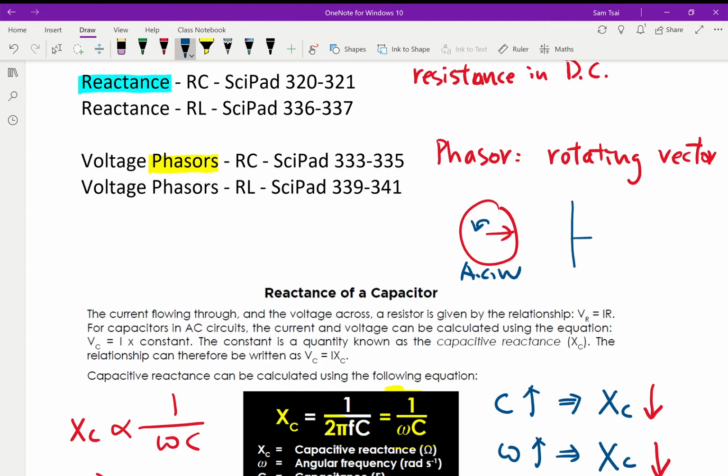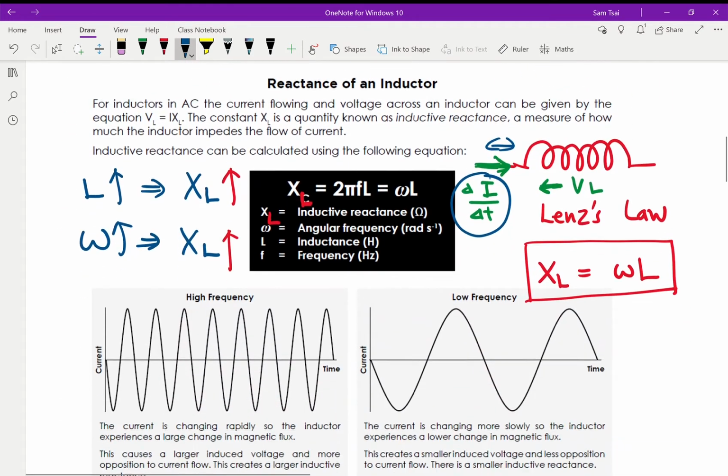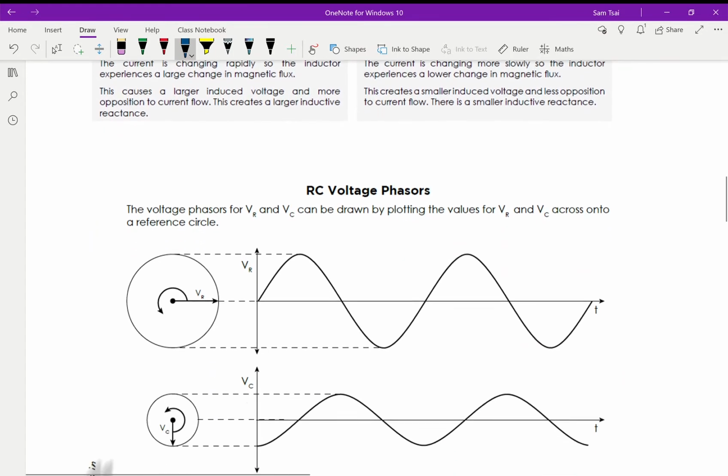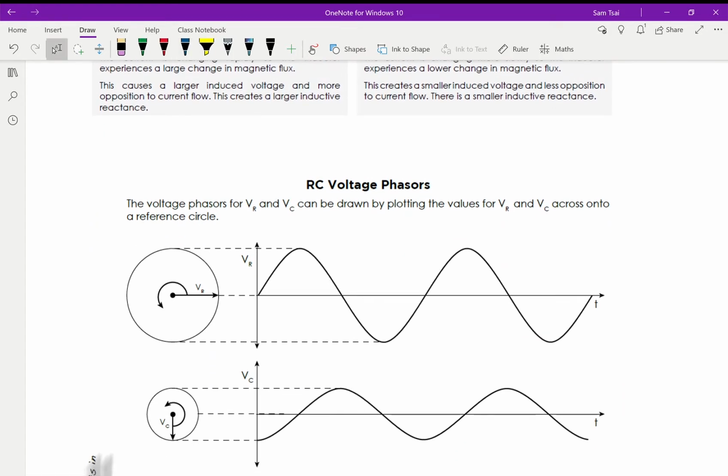And then we can draw what? We can draw a sine wave. Remember that one? So this is a phasor. And let's see how we use phasor in our AC circuit. So RC first. RC, this is at page 333.